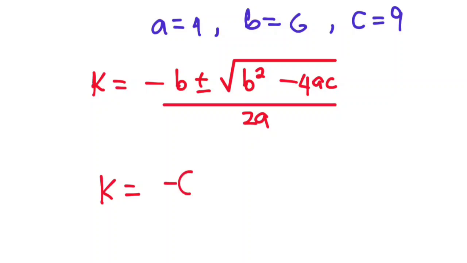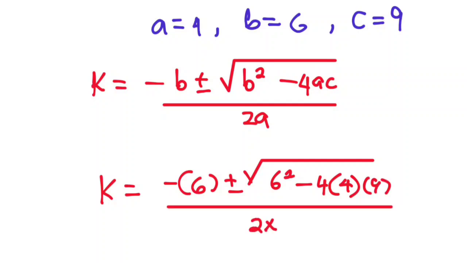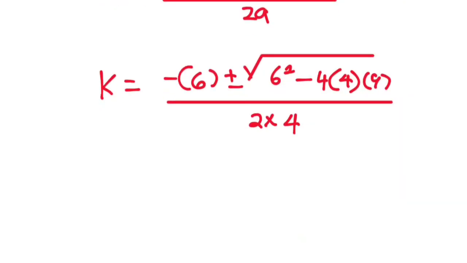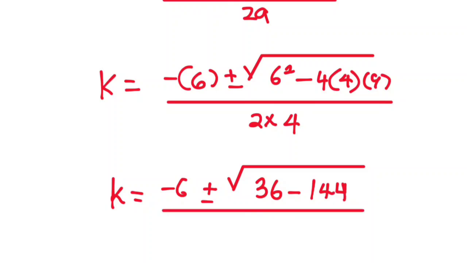Now we are going to do replacement by putting in all the values of a, b, and c. So we have minus, what is b? We have 6, plus or minus the square root of b squared, which is 6 squared, minus 4 times a, which is 4, and c, which is 9, all divided by 2 times a, 4. Okay, moving on. So we're going to have k equals minus 6 plus or minus the square root of 36 minus 4 times 4 times 9. That will give us minus 144, then divided by 8.